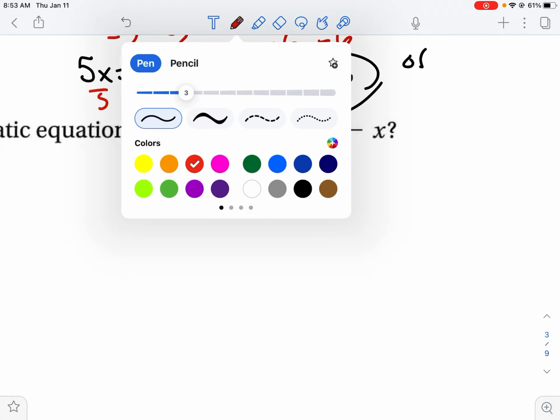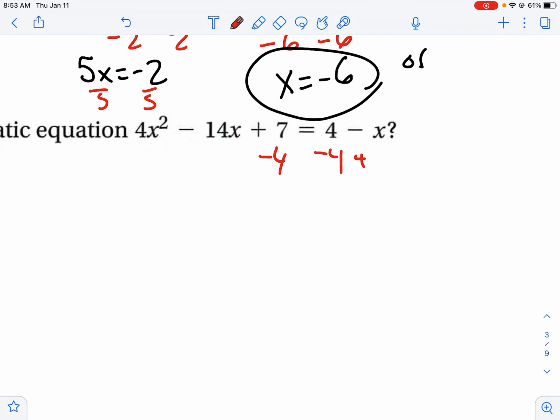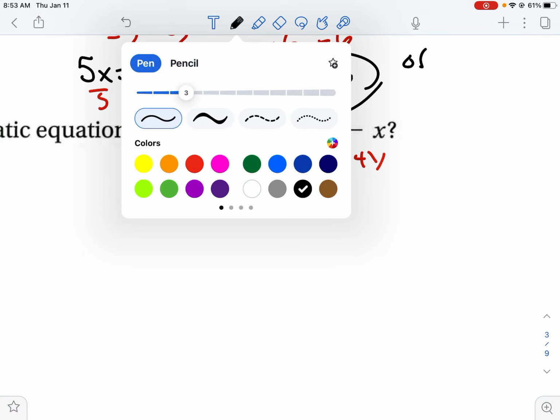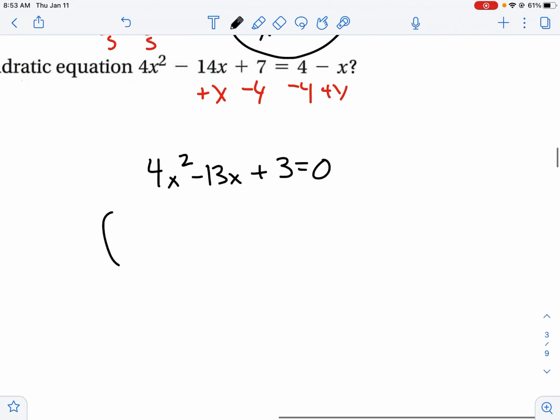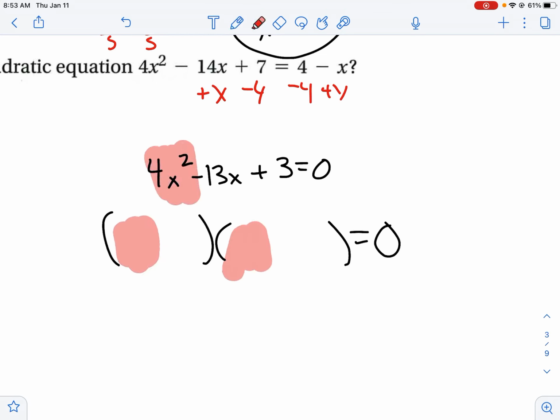On this one, let's do it really quick. We're going to subtract 4, and add x. So we're going to get 4x squared minus 13x plus 3 equals 0. Now this could be 4x and x, or 2x and 2x. I can tell that 2x isn't going to work, but we'll just go right to it. So 2x and 2x won't work. You could try all those out.